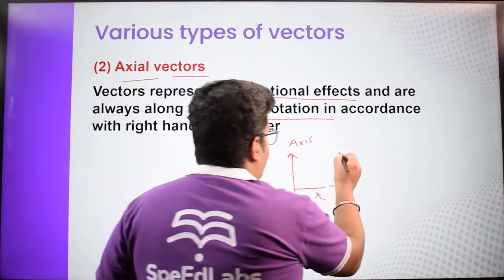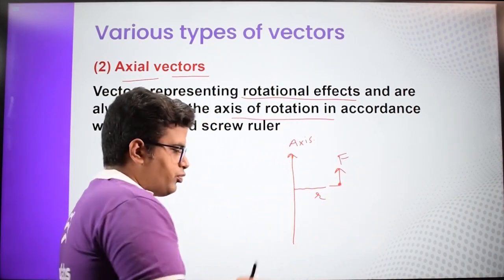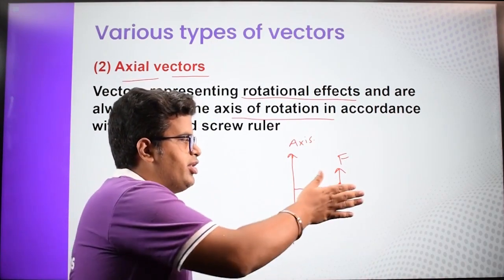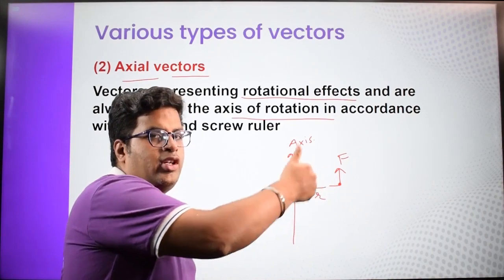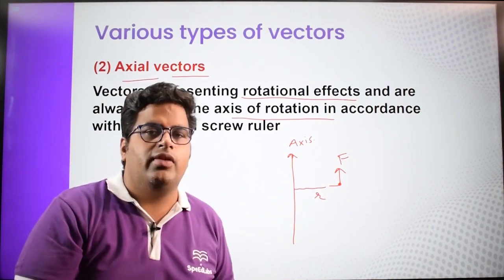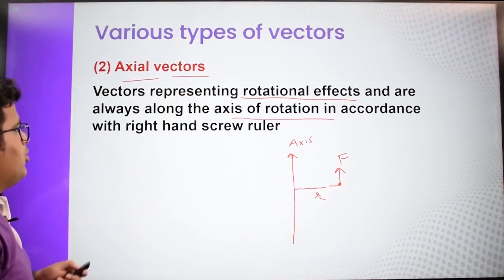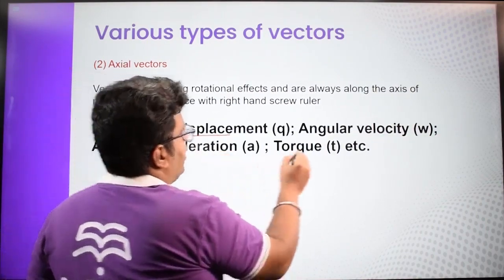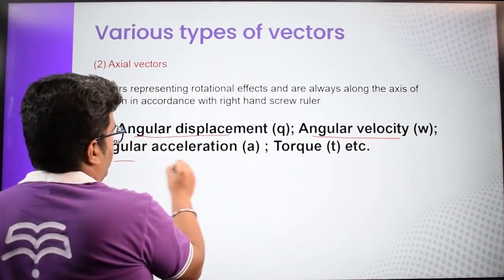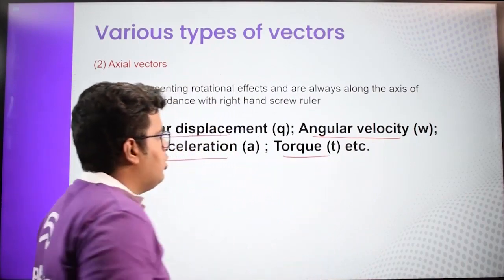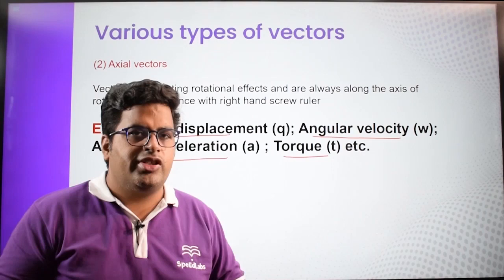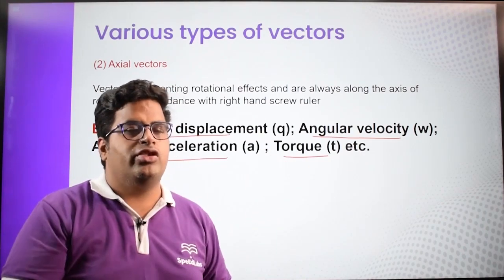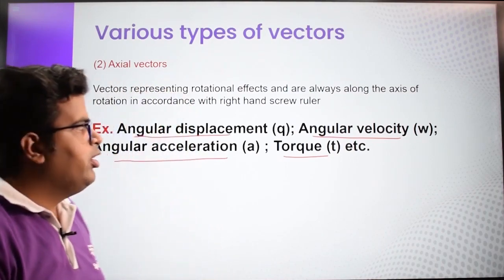So the axial vectors are going to be along the axis. Now you have applied a force, and using a right hand thumb rule, you can see that, let's say this is r distance and this is the point of application of force. So thumb indicates your axial vectors. When we talk about examples of it, we have angular displacement, angular velocity, angular acceleration, and of course torque. So these are basically the representations of those vectors, and these are always along the axis, so they are going to be your axial vectors, right?